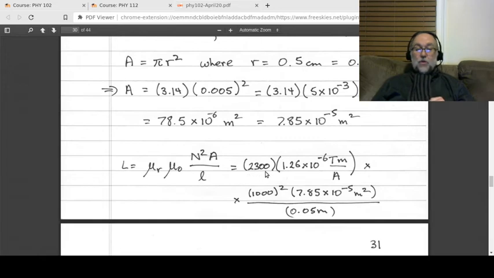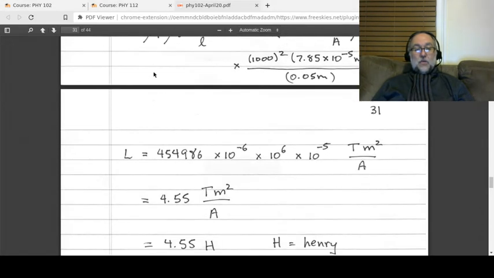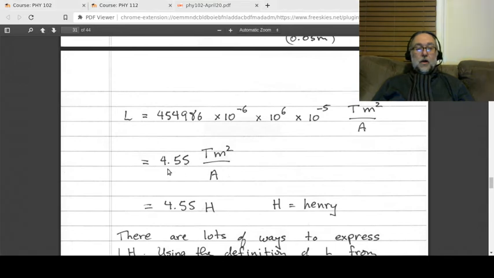There's the mu r, the relative permeability, that 2,300 for nickel, zinc, ferrite. There's mu naught, 1.26 times 10 to the minus 6 Tesla meters per amp, times our n squared, 1,000 squared, multiplied by the cross-sectional area we just calculated, 7.85 times 10 to the minus 5 meters squared, divided by the length, which was 5 centimeters, or 0.05 meters. Okay, and it works out to 4.55 Tesla meters squared per amp.